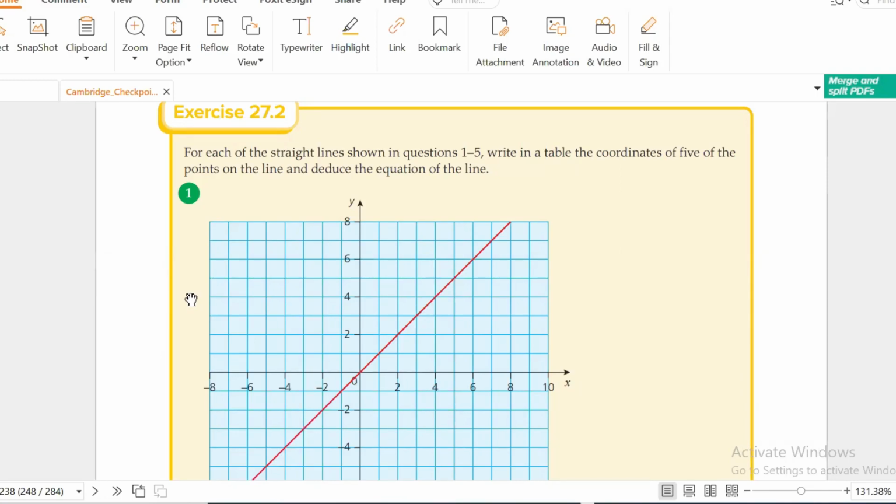This is lower secondary checkpoint maths, and today we will learn how to write the equation from the graph of a linear equation. In general, the equation of a straight line is y = mx + c, where m is the gradient and c is the slope intercept point. But we have another way to write linear equations with the help of coordinates. If we write 4 or 5 coordinates, we can analyze what the equation of the line is.